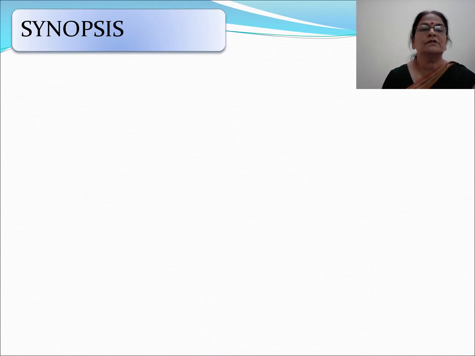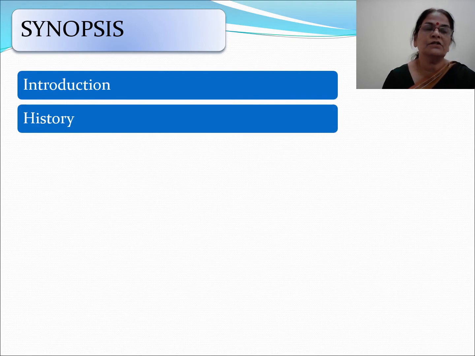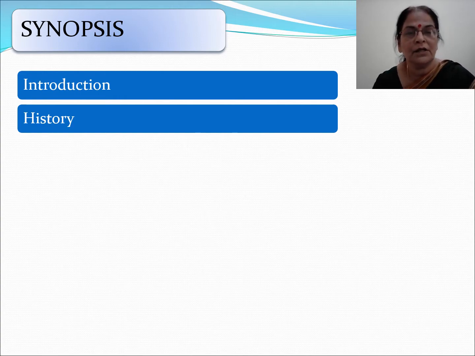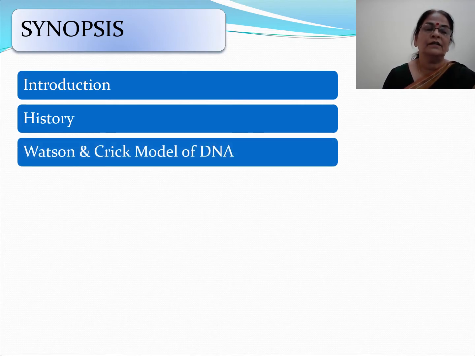Now the synopsis, what will we study in this? The introduction is general about the nucleic acid, then history, which is very interesting, and every student of molecular biology or who is going to study DNA should know the very interesting history of DNA discovery. Then Watson and Crick. Every student who knows DNA is very much familiar with the name Watson and Crick. And actually Watson and Crick gave this model after much work was done on this.